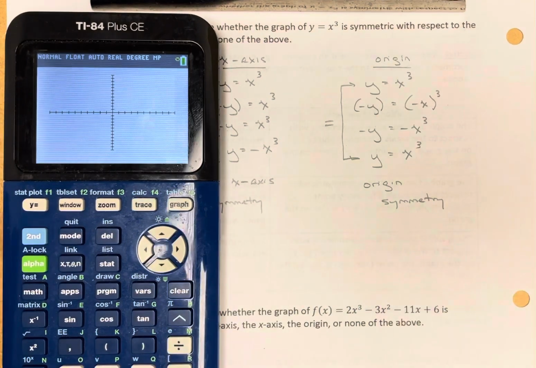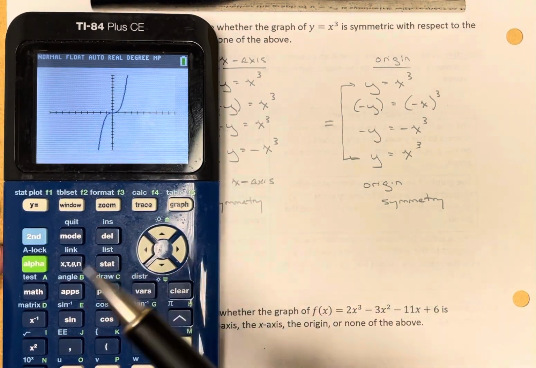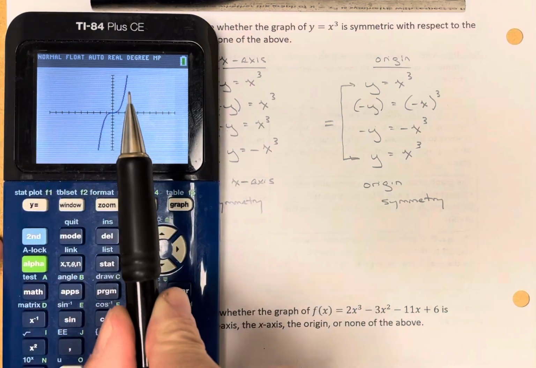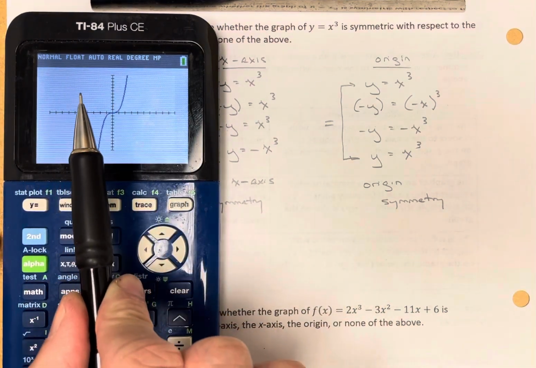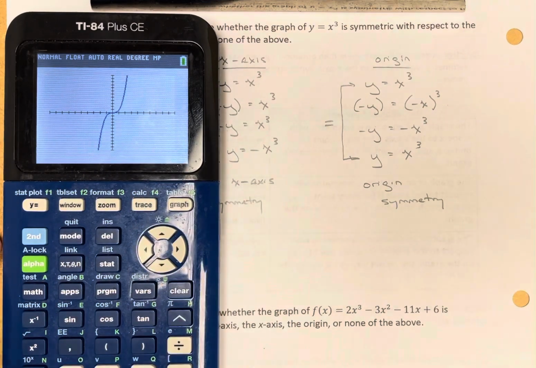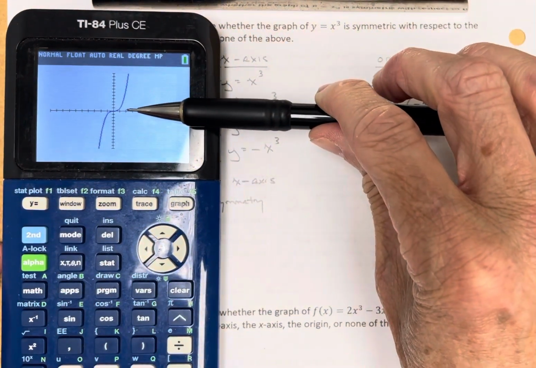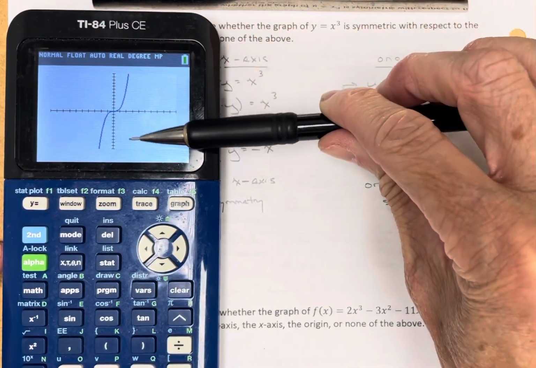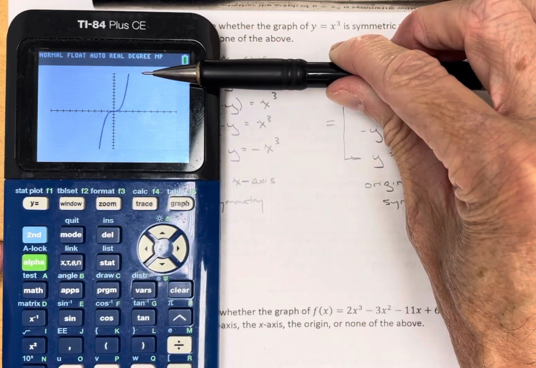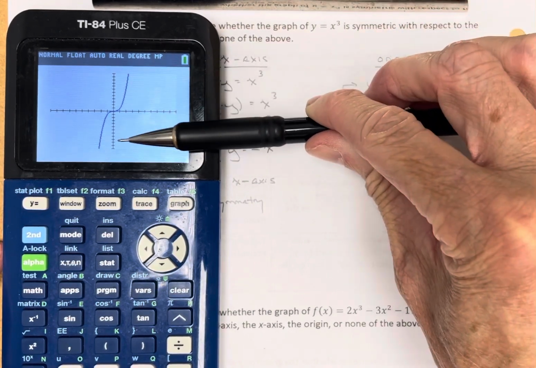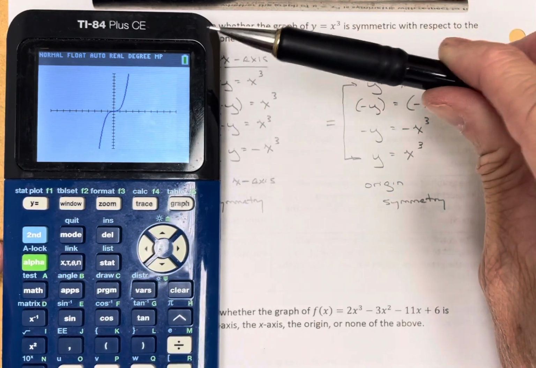And let's graph that. And there's the graph. You can see clearly there's no y-axis symmetry. The right side does not map to the left side and vice versa. You can see there's no x-axis symmetry. If you were to flip it, if you were to bring the top to the bottom and the bottom to the top, it would not land on itself.